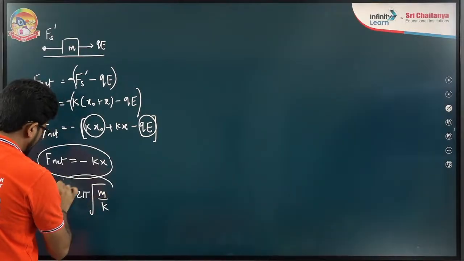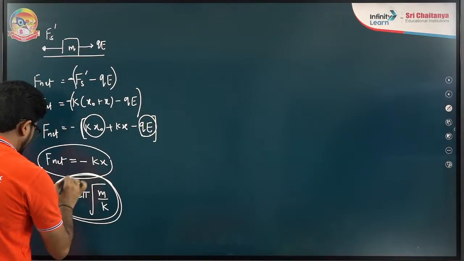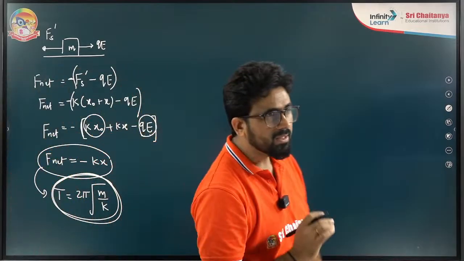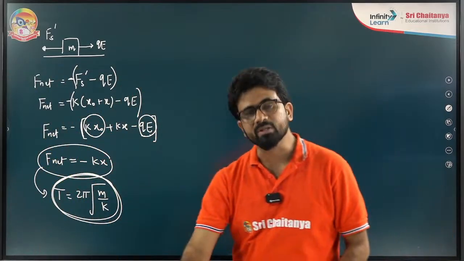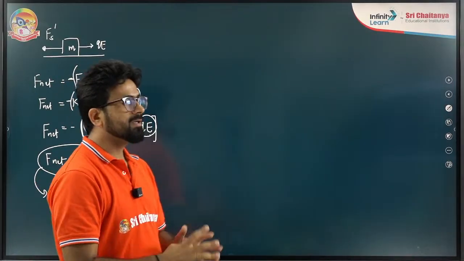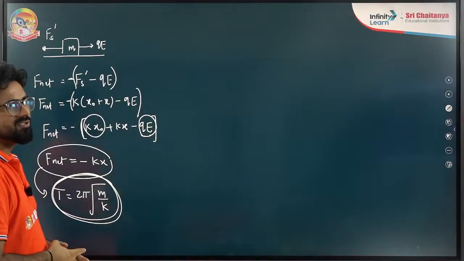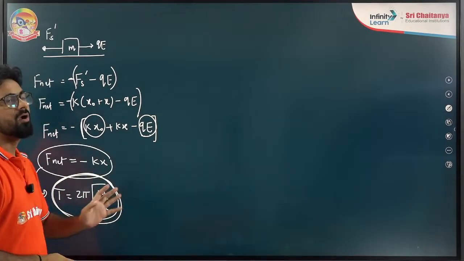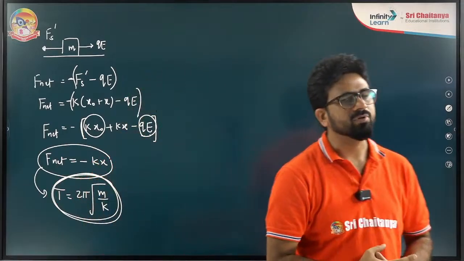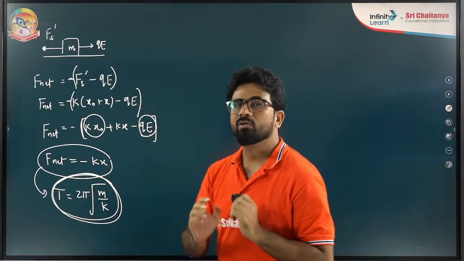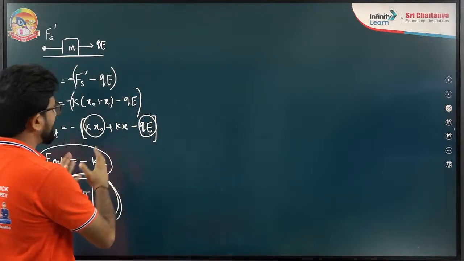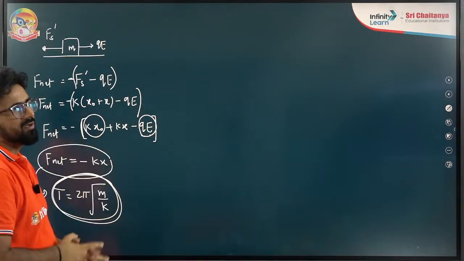This is the time period. What is the meaning? Here charge is present. Even though charge is present, what is not changing? This time period is not going to change. So I have given you two examples. One is the simple pendulum, where the time period is not changed due to charge or electrostatic force. Here also, in the spring mass system, it is not changing.